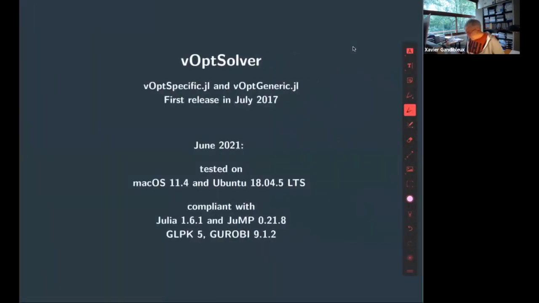vOptSolver is organized in 2 packages, vOpt specific and vOpt generic. Both were introduced for the first time in 2017. Today they are compliant with the latest versions of Julia, JuMP, GLPK, and Gurobi. They have been tested on macOS and on Ubuntu.